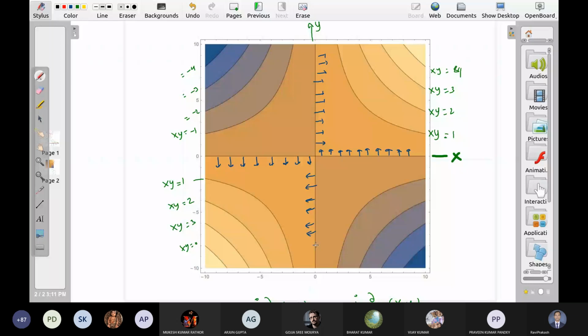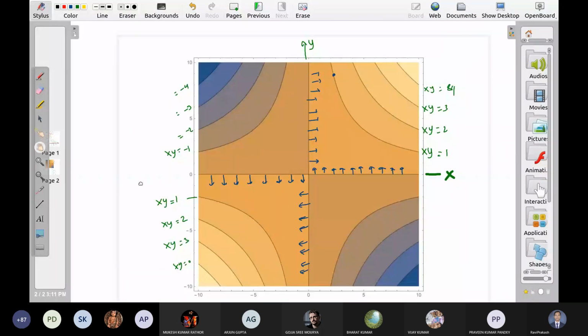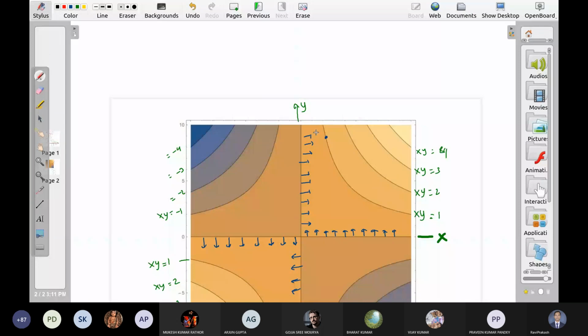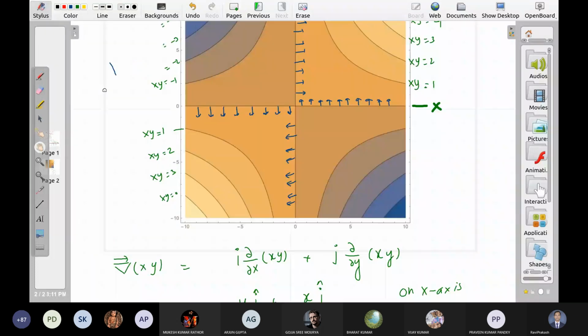Let us focus on this point. At this point, x is small and y is large. Let us write here: x is small here, right? And y is large. What is the gradient? The gradient is y i cap + x j cap.